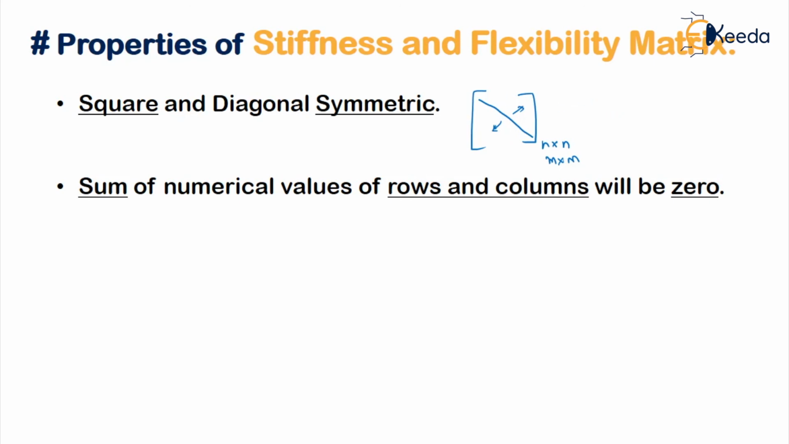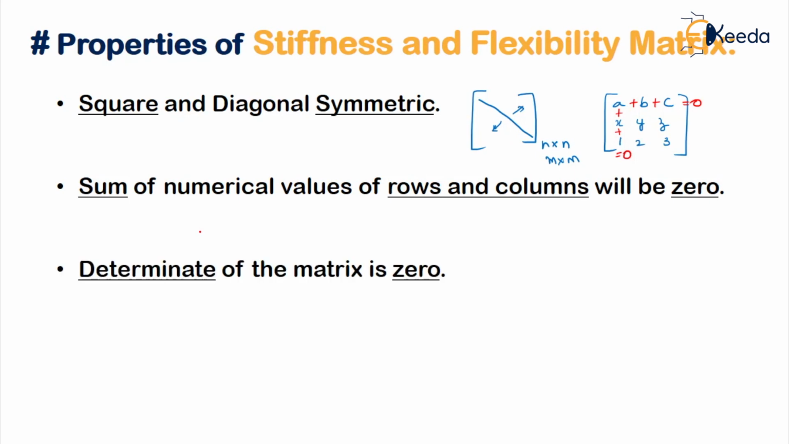For example, if it is a 3 into 3 matrix, say A, B, C, X, Y, Z, 1, 2, 3. I'm just taking an example, right? Now, if I add up row wise, that is A plus B plus C, this will give 0. Or if I add column wise, A plus X plus 1, this will also give 0. So that is the meaning of the sum of numerical values of rows and columns will be 0. Any column, any row. Okay.